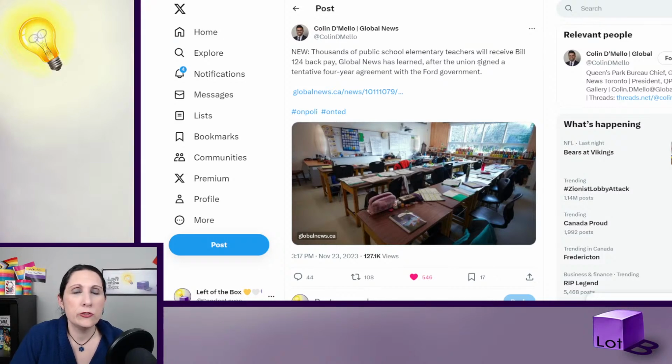Thousands of public school and elementary teachers will receive Bill 124 back pay, Global News has learned, after the union signed a tentative four-year agreement with the Ford government. So they're going to receive some back pay. That's at least good. And that's not horrible. We at least got that.